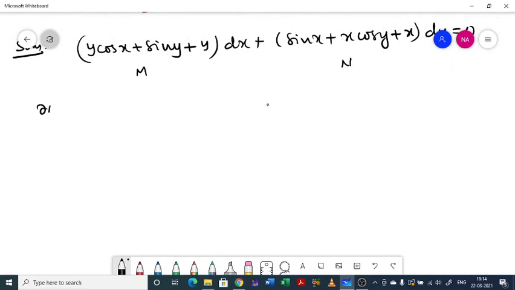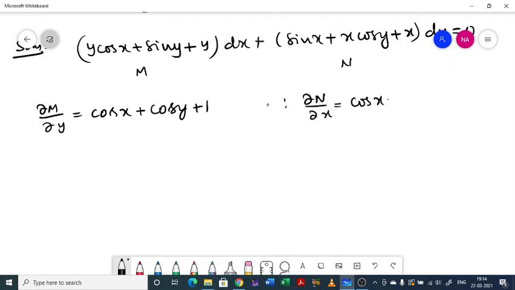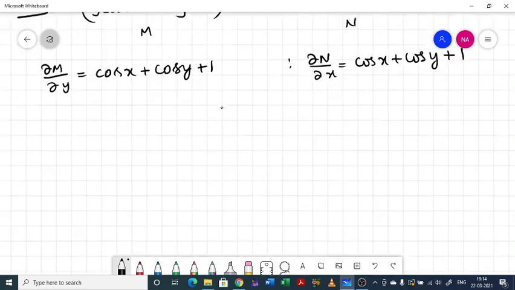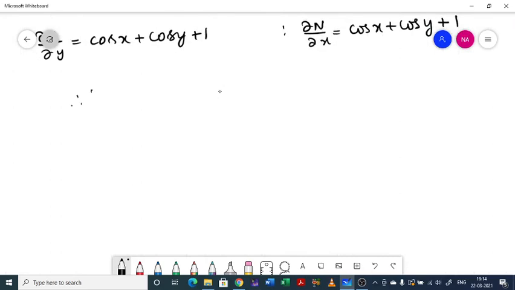So ∂M/∂y is cos x plus cos y plus 1. Similarly, ∂N/∂x is cos x plus cos y plus 1. So from this we can conclude that ∂M/∂y equals ∂N/∂x. So the given equation is exact.